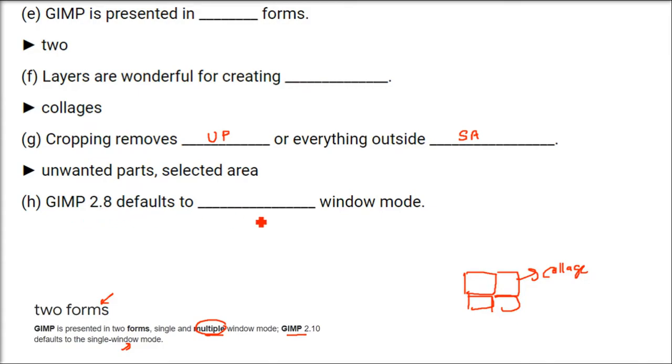These are the answers. Gimp 2.8 defaults to multi-window mode. I told you that there are 2 forms. So this Gimp 2.8 defaults to multiple window mode. Multi or multiple you can write. This is the answer. Gimp.